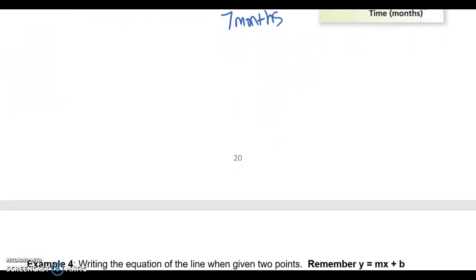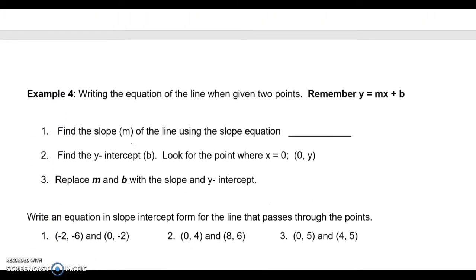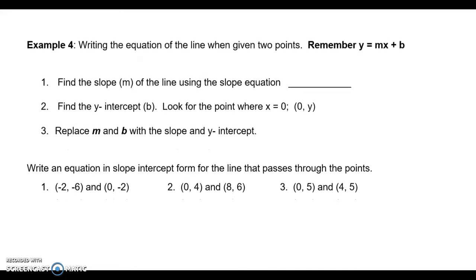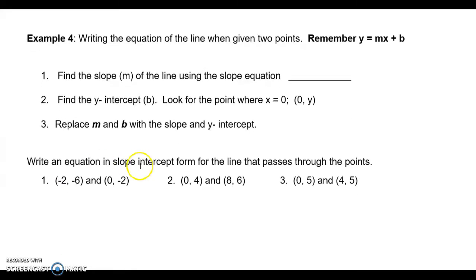Flip that. And we're going to do one more example together. Sometimes we just give you 2 points, like you can see down here, and you still have to be able to write an equation. So first you can find the slope using the slope equation. This is what I told you we'd come back to. That's y2 minus y1 over x2 minus x1. Find the y-intercept, which is the b. Look for the point where x equals 0. So 0 comma something, this something right here is going to be your b, and then you just put them in the slope-intercept equation like always.